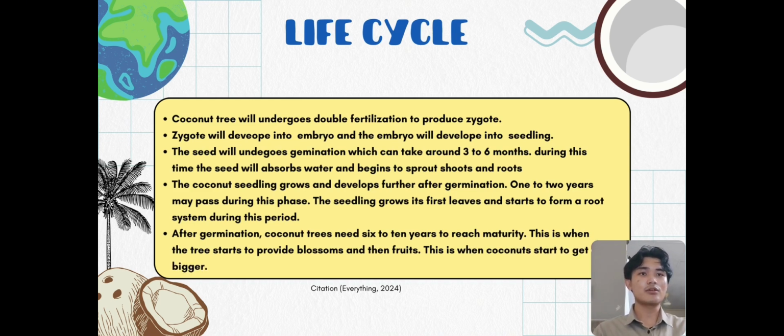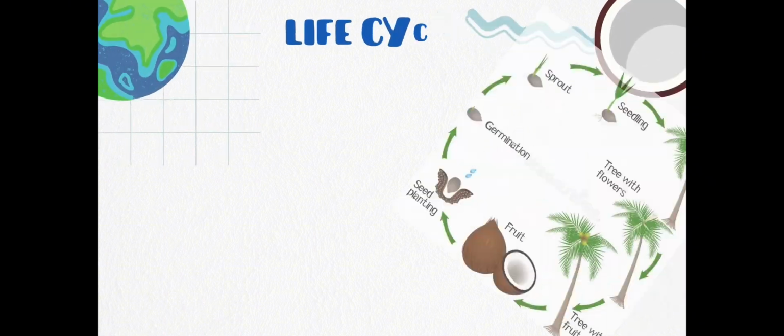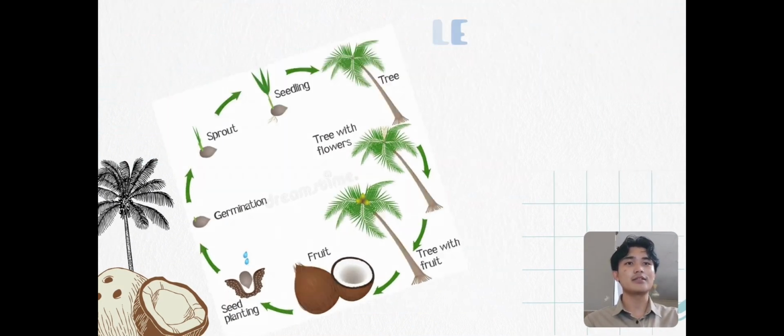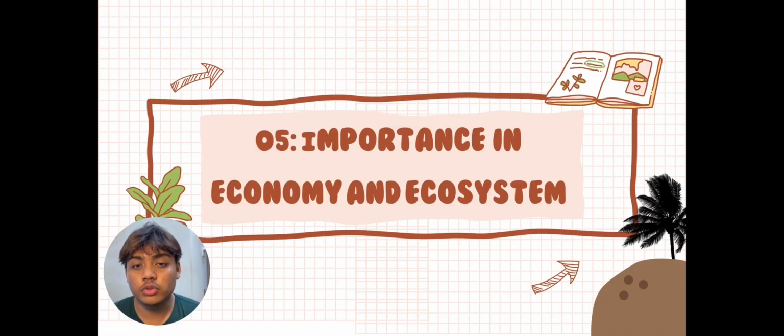After germination, the coconut tree will need around 6 to 10 years to reach its maturity. This is when the tree starts to provide blossom and then fruits. This is when the coconuts start to get big. This is a simple summary of the life cycle. So next, we proceed to the importance to economy and ecosystem.